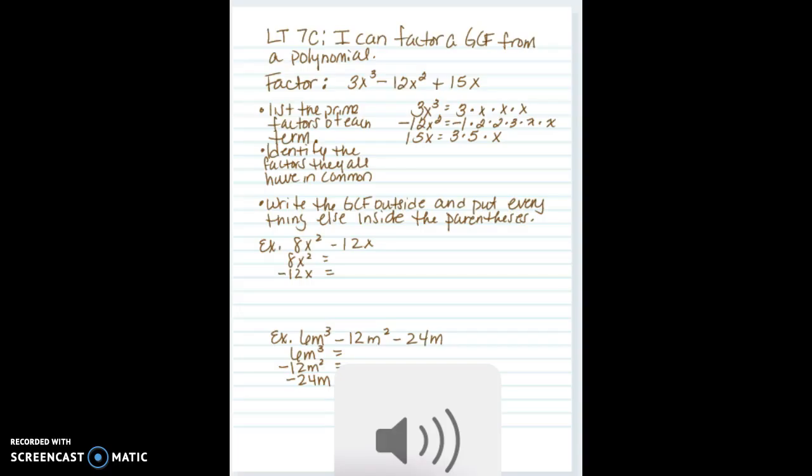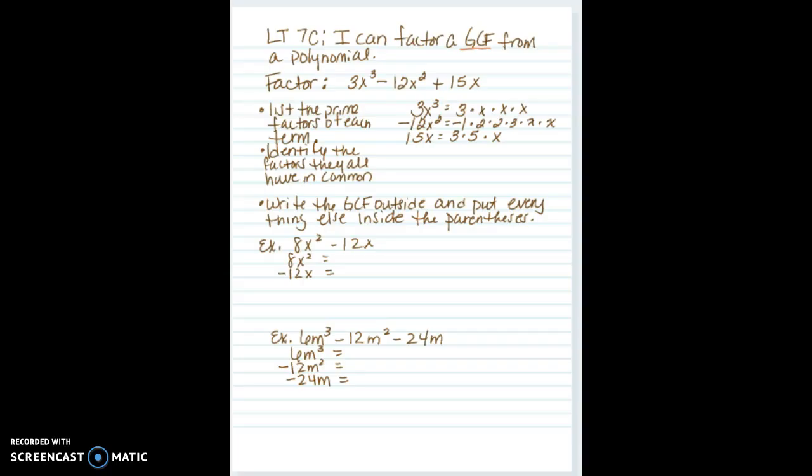At 7c, I can factor a GCF from a polynomial. GCF means greatest common factor. My first example, we're going to factor 3x cubed minus 12x squared plus 15x.